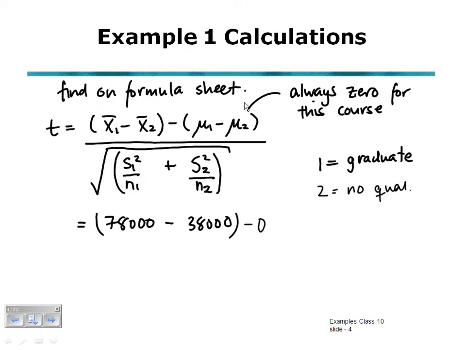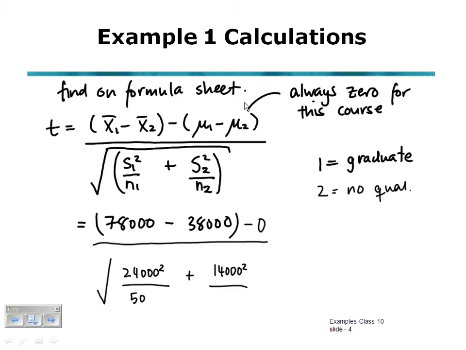And we're dividing by the square root of 24,000 squared. That was the standard deviation for the first sample, divided by 50, that's the size of the first sample, plus 14,000 squared, divided by 25. So that's the calculated value for the standard error using this formula. Now, the difference on the top line there is 40,000. 78,000 minus 38,000, that's 40,000. And on the denominator here, check you can get these calculated values.